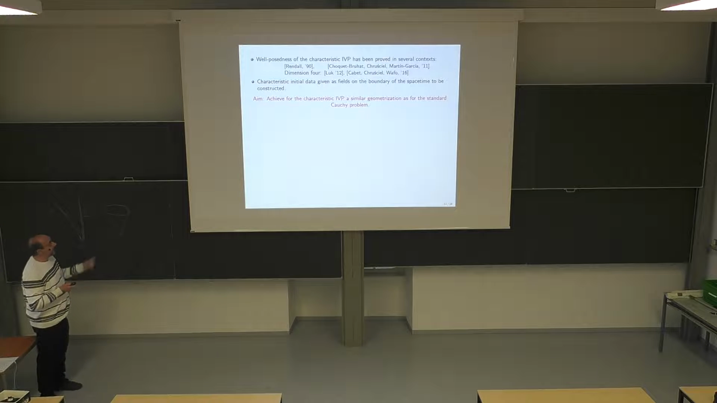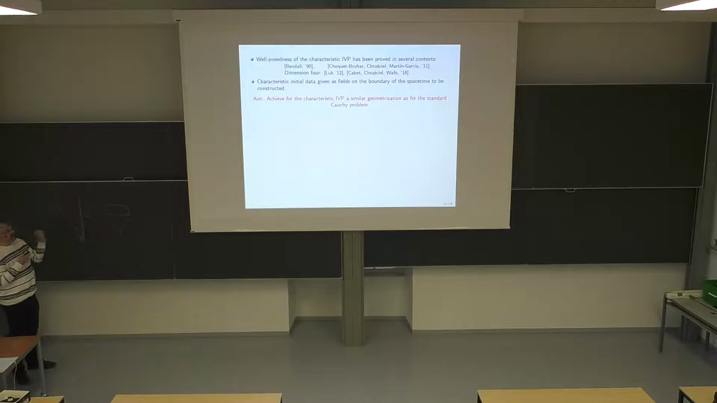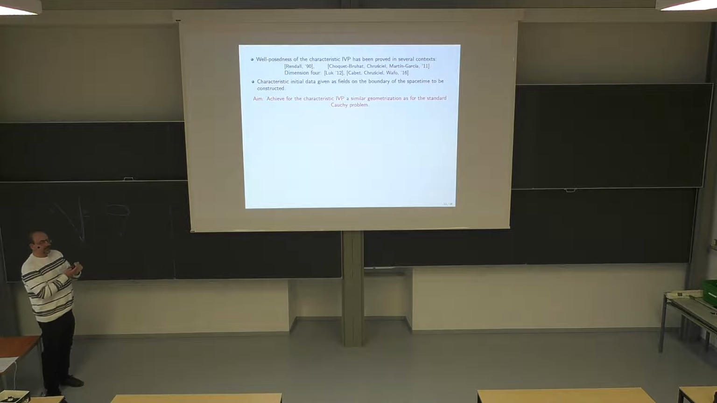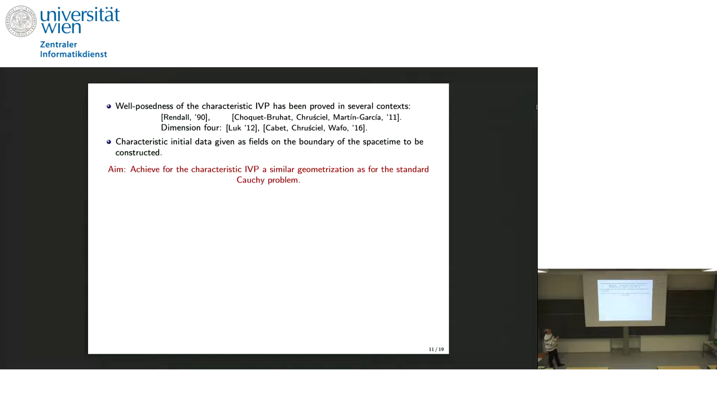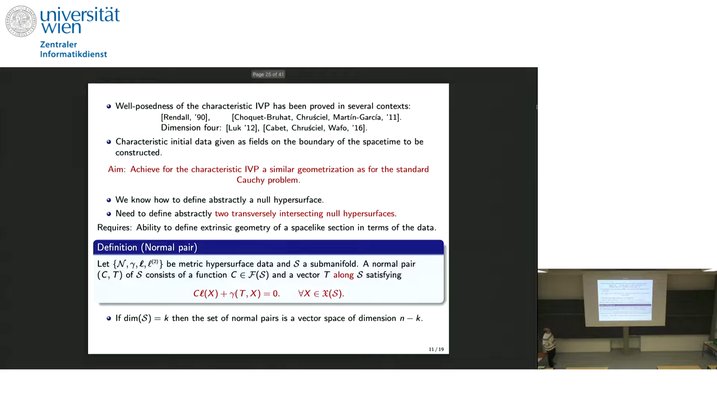So in any case, in all these works, the data was given as fields on the boundary of the space-time that you want to construct. So in that sense, it's not at the same level as the geometrization of the standard Cauchy problem, where you give data from an abstract, detached point of view. So the aim of what I want to explain in the remainder is to achieve for the characteristic initial value problem a similar geometrization as for the standard Cauchy problem. So we already know how to define abstractly a null hypersurface.